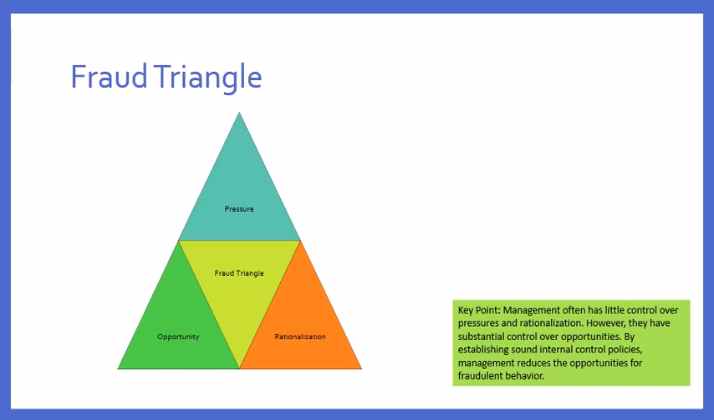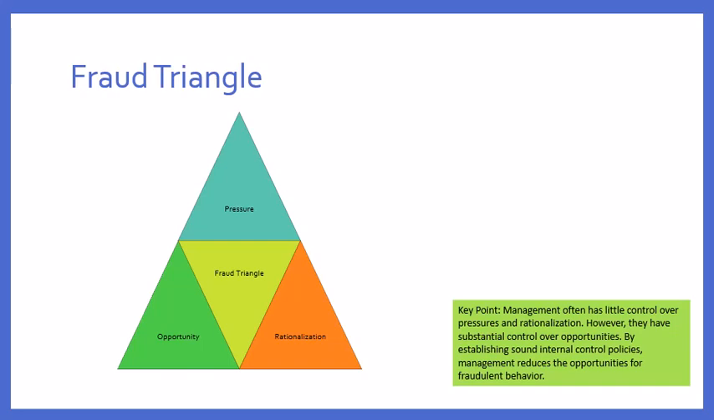Now, I'll throw something else in here as well. Interestingly, in recent years, some experts have actually added a fourth element, which would make it a fraud diamond instead of a fraud triangle. The fourth element is capacity or capability. Essentially, in addition to these other three elements, for the fraud to occur, the employee must possess the knowledge or know-how to effectively perpetrate the fraud. So that's just something interesting to think about as well.